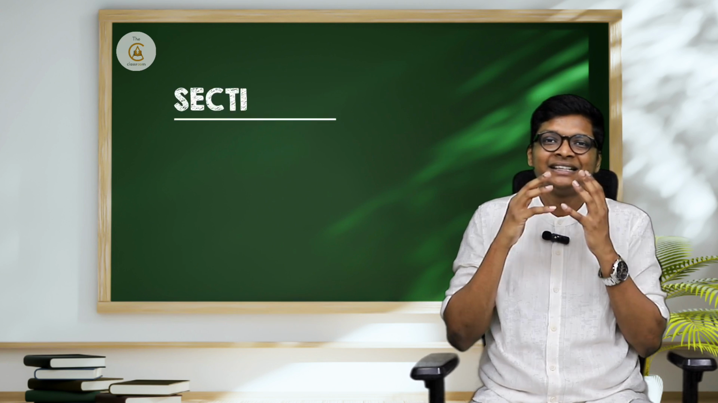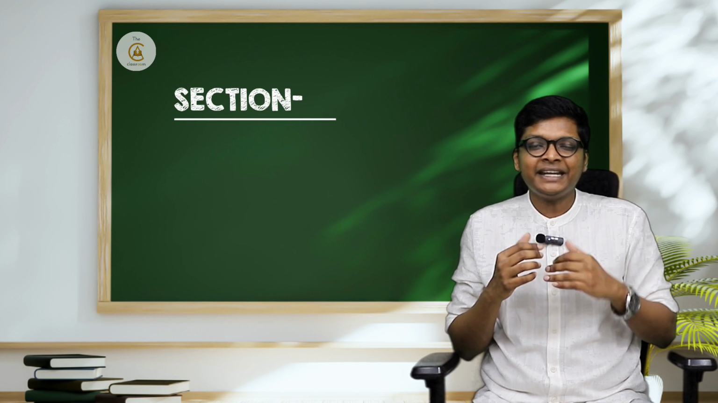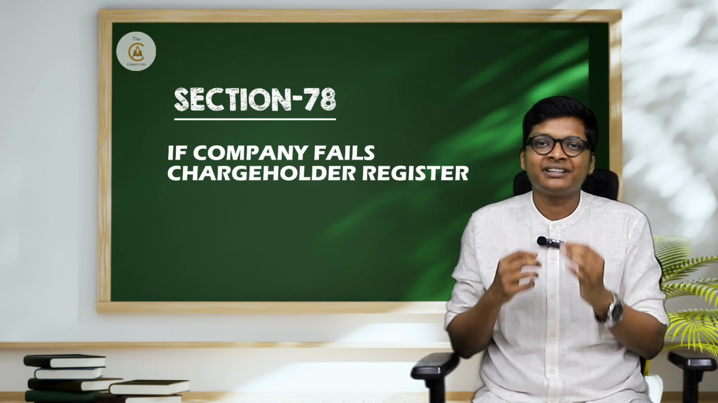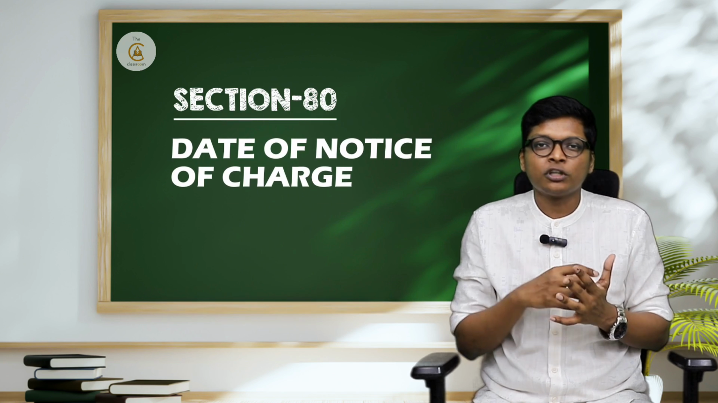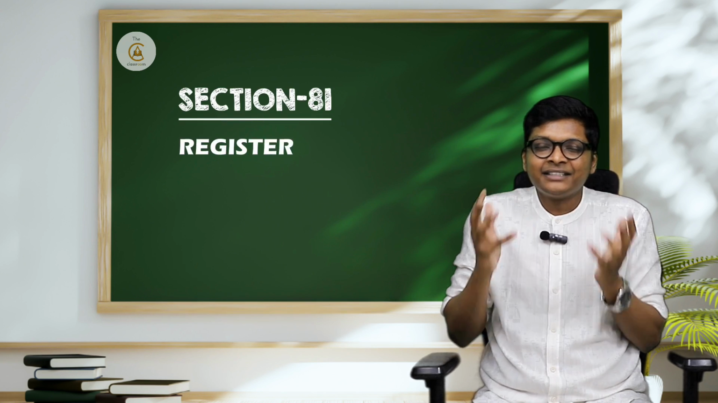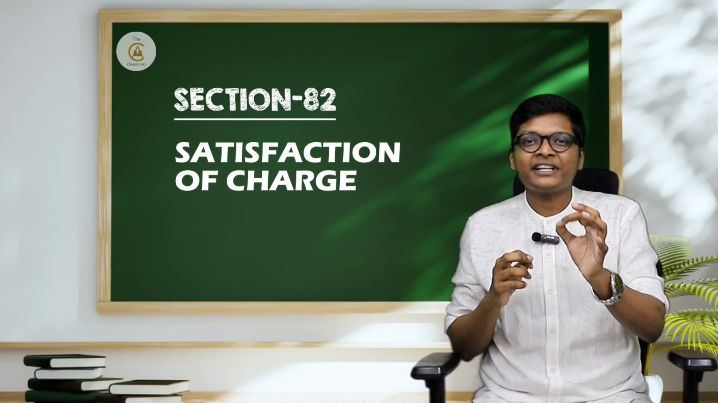Repeat with me, guys. 77, duty of company to register the charge. 78, if company fails, charge holder to register. 79, modification of charge. 80, date of notice of charge. 81, register of charges to be kept by the company. 82, satisfaction of charge.